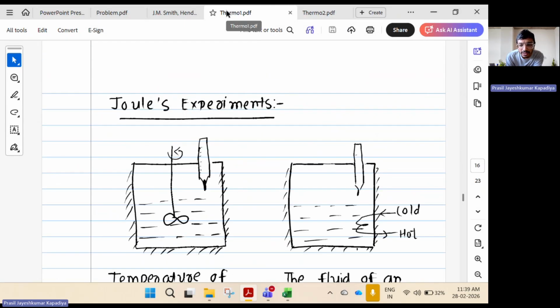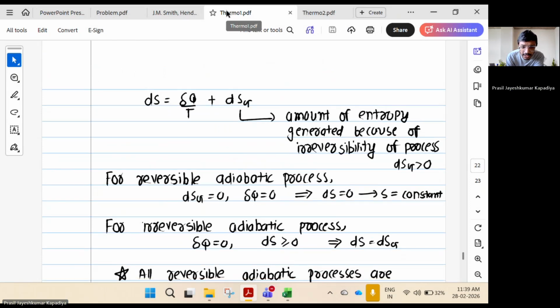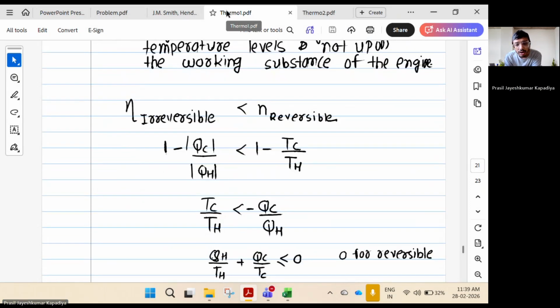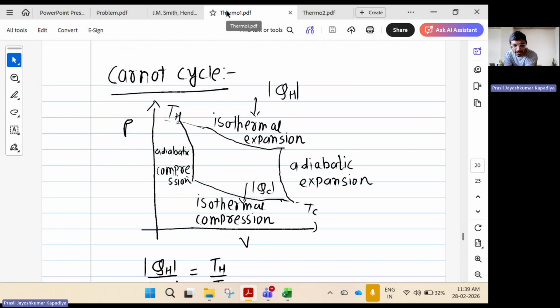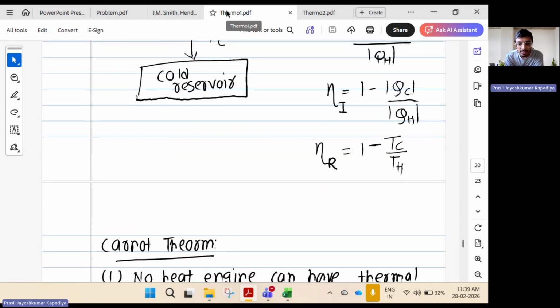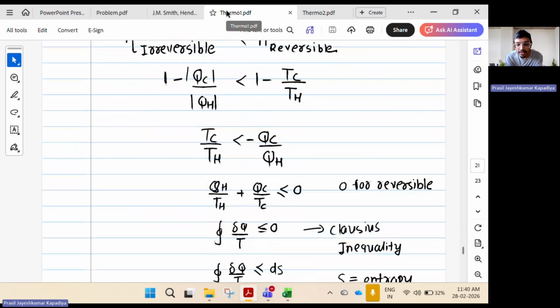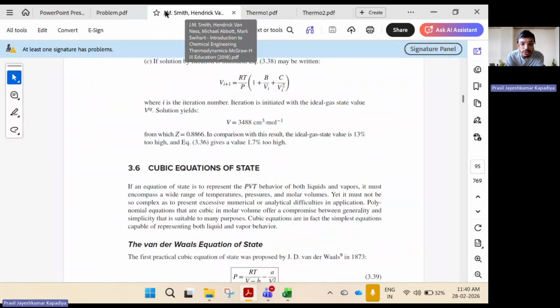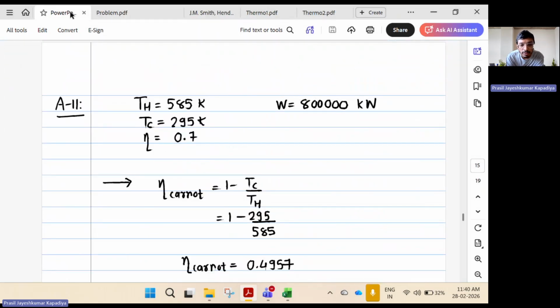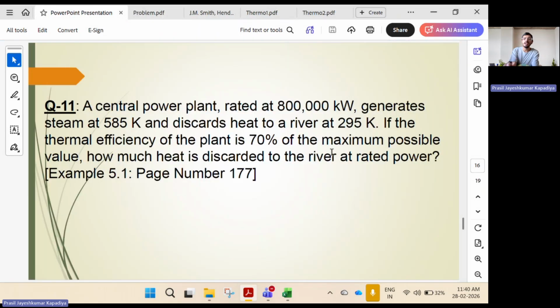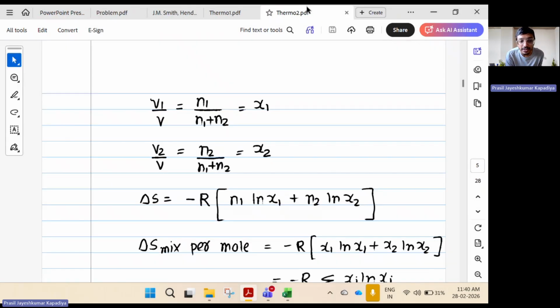This we have looked at here, that for any cycle, an efficiency cannot be more than the Carnot cycle. So what is told to us in the problem is 70% of the maximum possible value. So what will be my maximum possible value? My maximum possible value of efficiency is for the Carnot engine. That is from the second law of thermodynamics. That is what is stated.